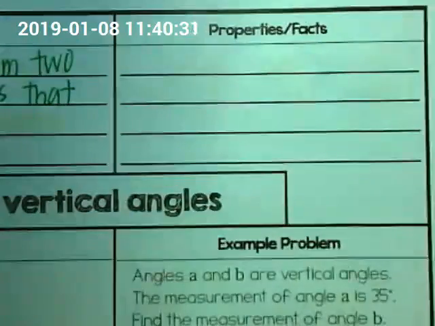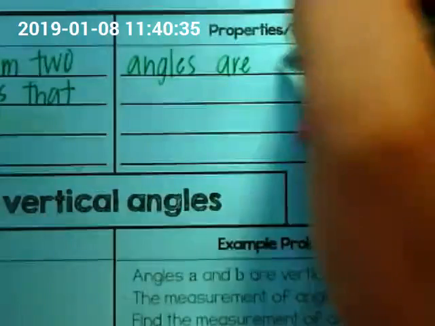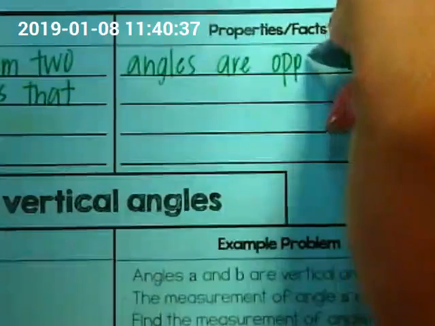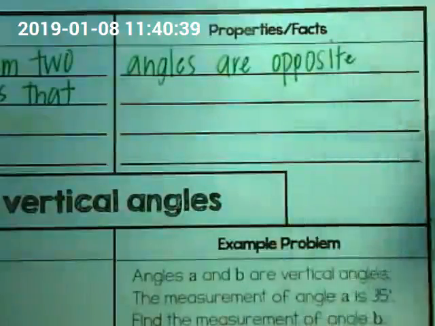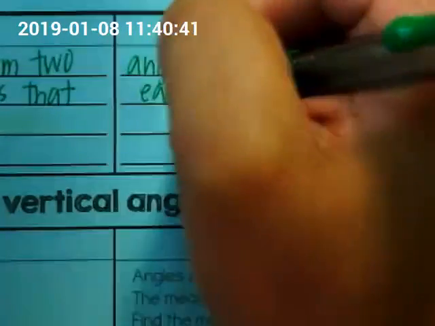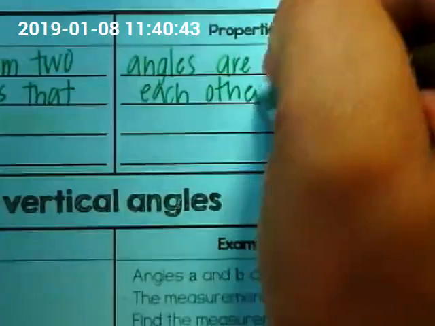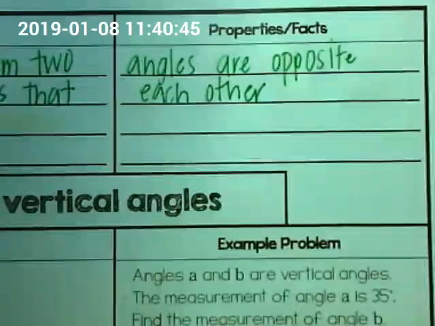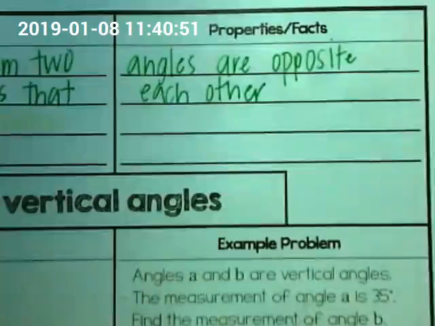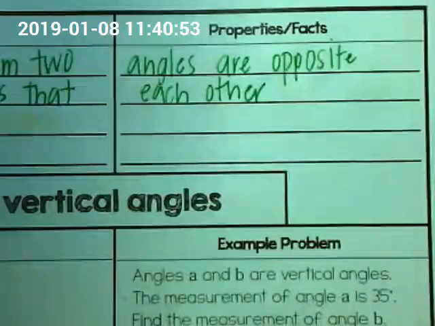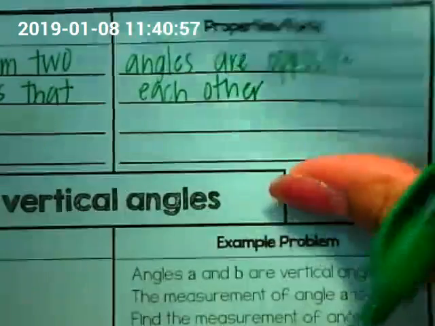Now for a property and fact, these two angles are opposite each other. So they're opposite each other, not side by side. We wouldn't see these angles next to each other. They would be across from each other. So angles are opposite each other.